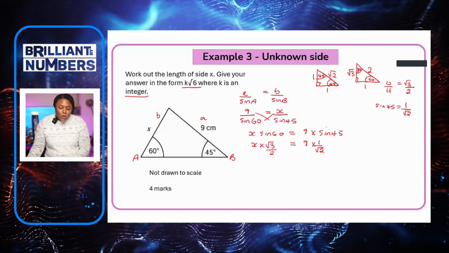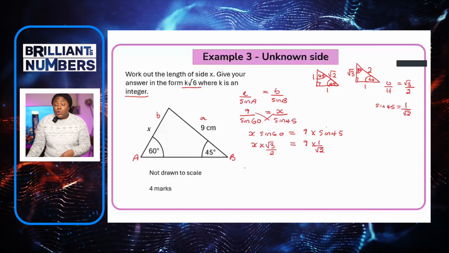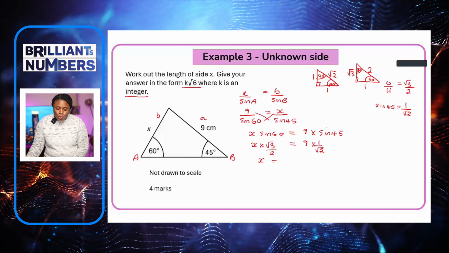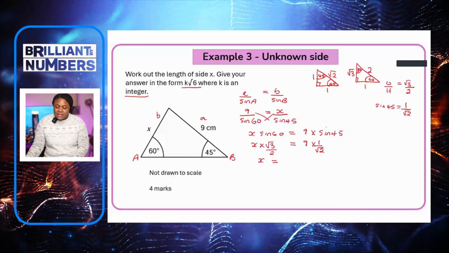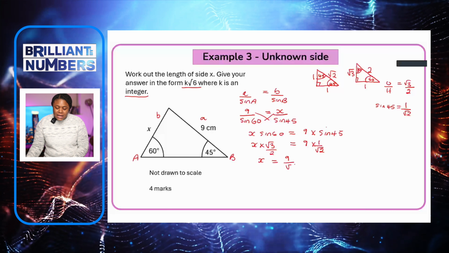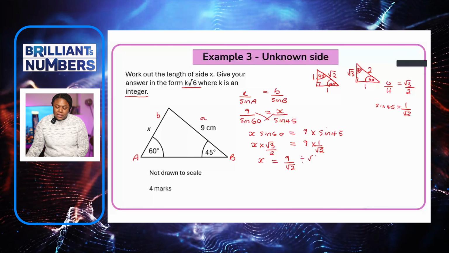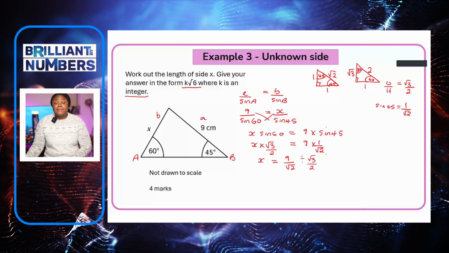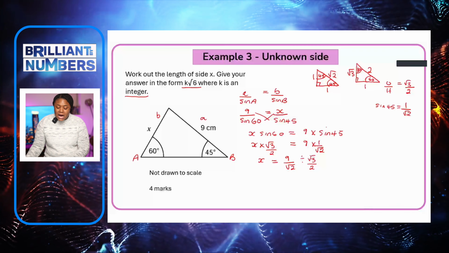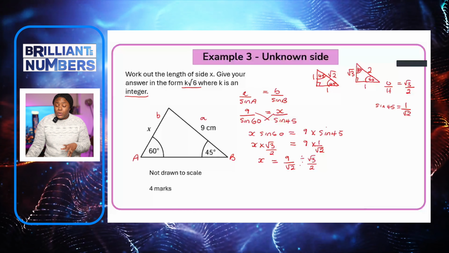So we are multiplying here by root 3 over 2. We're going to now divide by root 3 over 2. So x then will be equal to, I can simplify this, 9 times 1 is 9 over root 2. And then we're just going to divide that by root 3 over 2. Absolutely brilliant.